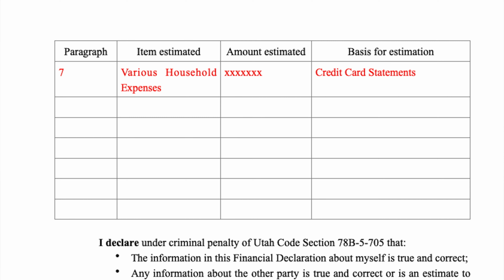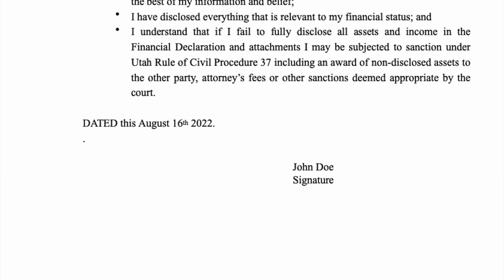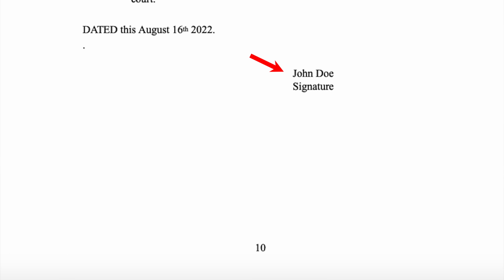And then lastly, we have your estimated amounts right here. You don't really need to fill this out. I'll take care of that, but you can see here he put in paragraph 7 that he had estimated various household expenses, as everyone will in their financial declaration. And then they talk about how they did it. And lastly, you just come down here and you sign it, you put down the date, and you're ready to go, and we'll take care of the rest for you.